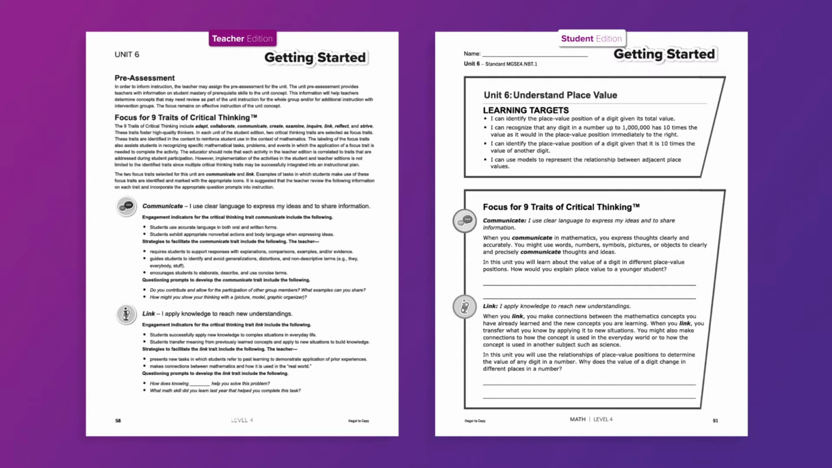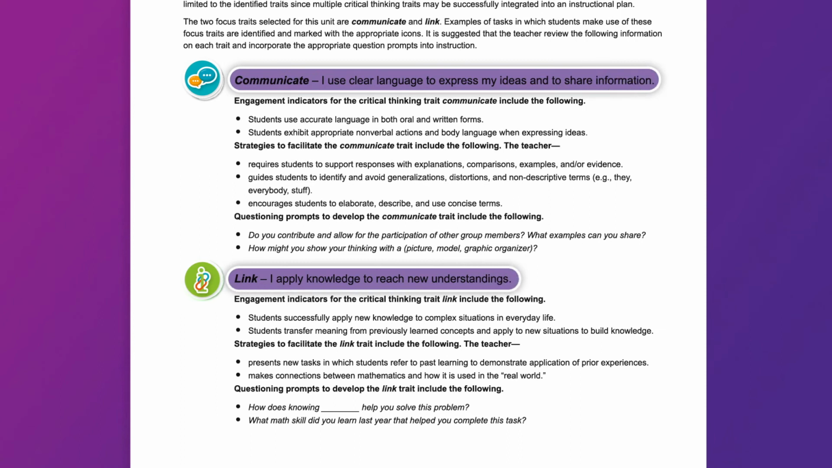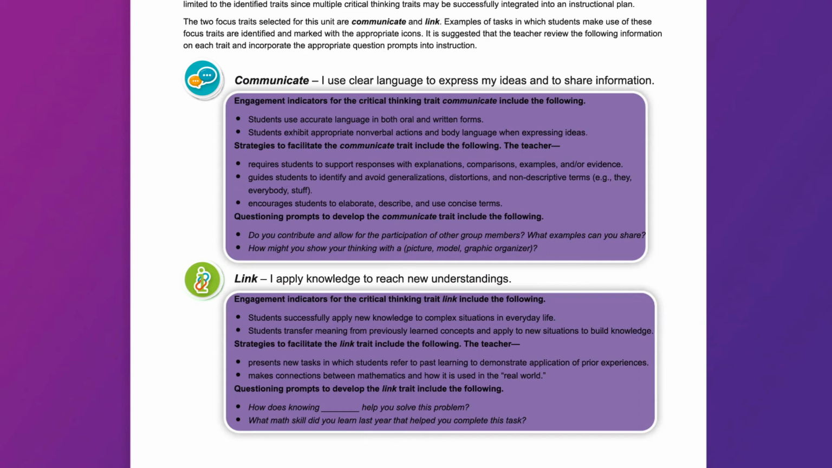Mentoring Minds materials are known for their level of rigor that helps prepare students for high-stakes testing. Each unit has 2 identified critical thinking traits. These critical thinking traits support increased rigor and, in turn, raise student understanding. In the teacher edition, we provide guidance on how to foster these traits in your students by providing engagement indicators, strategies to facilitate the trait, and questioning prompts.